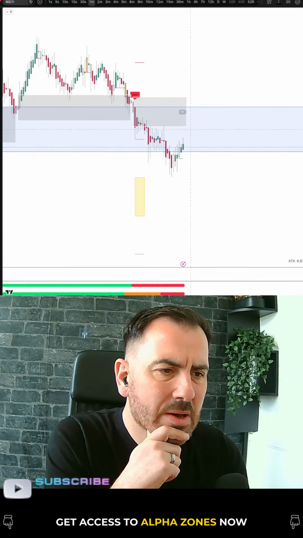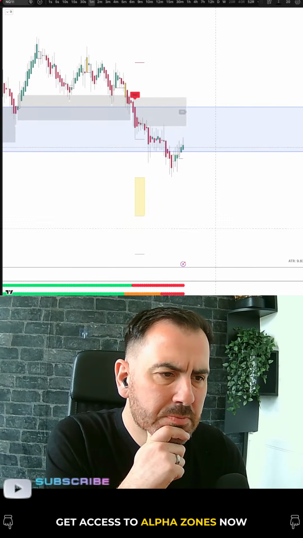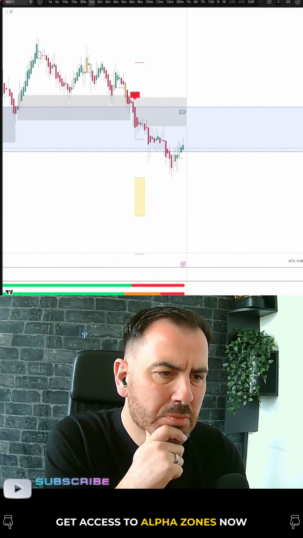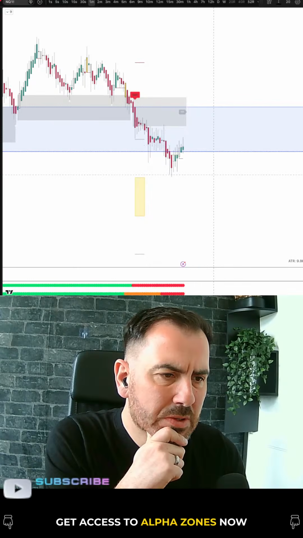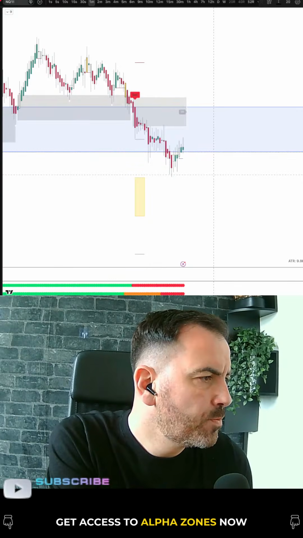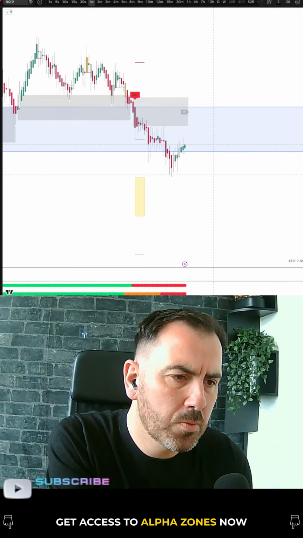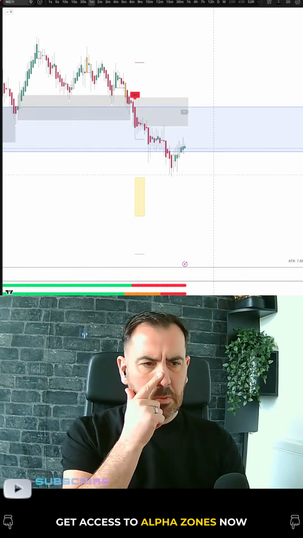It might just tap into our 1 hour, but it's a long way up. Be nice to close back below the Q. She's not done yet.